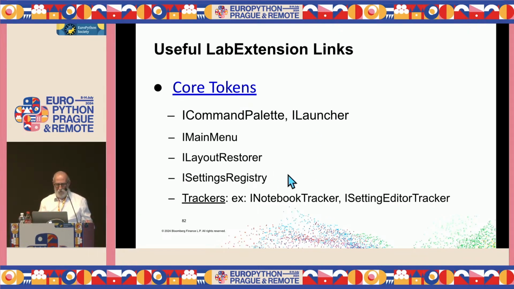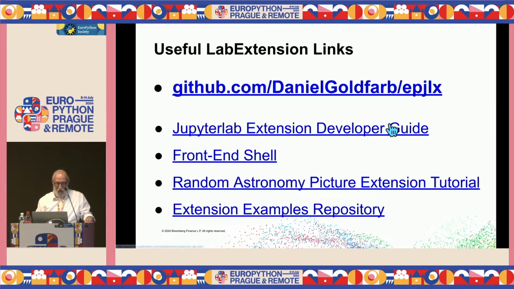Trackers are very interesting. These are just 2 of them. There's a notebook tracker and a setting editor tracker. So for example, if the user changes his settings and you want it to take effect immediately, maybe you want to track and have your extension be notified every time a setting changes. Or similarly with the notebook, maybe I wrote a spell checker for a notebook, and I want to know every time the notebook is changed so that I can spell check it again. So that's what trackers are good for. Again, there's like 82 of these, and if you click here, you'll get that.